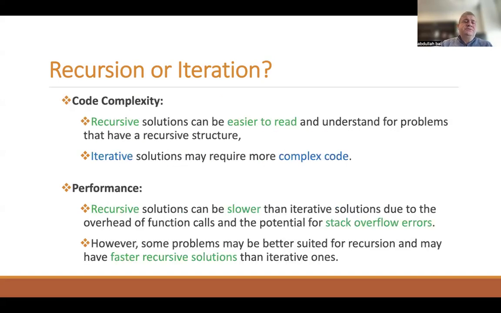The second item is code complexity. In general, recursive solutions can be easier to read compared to iterative solutions, because iterative solutions may require more complex code. The third item is performance. A recursive solution can be slower, and sometimes it can generate stack overflow errors. However, some problems may be better suited for recursion and may have faster recursive solutions than iterative ones.